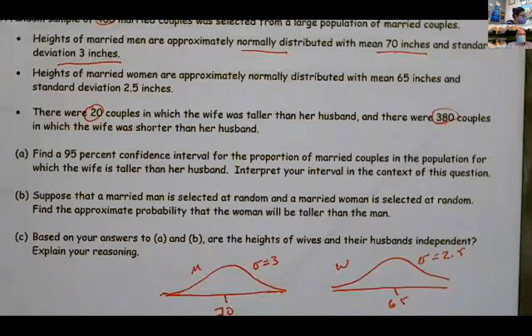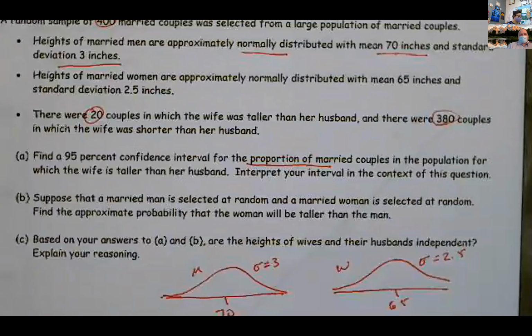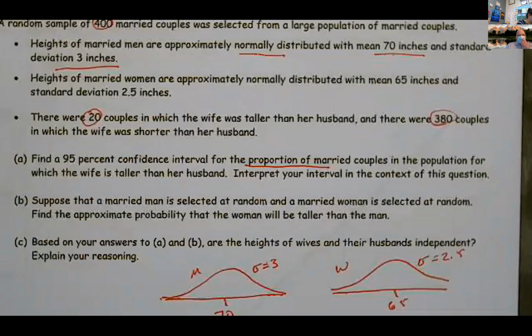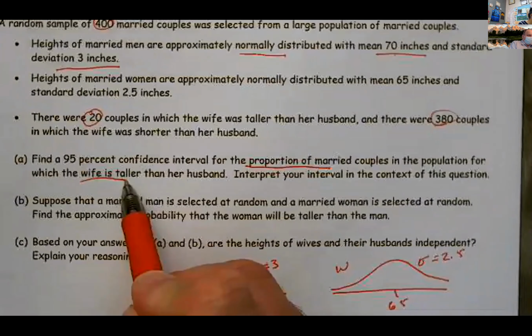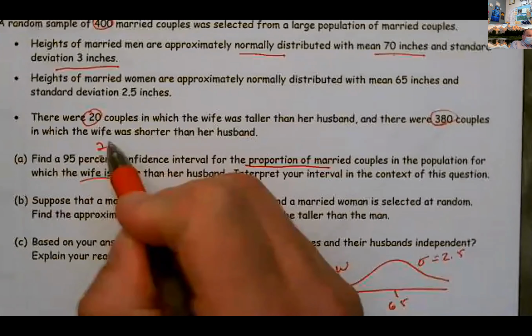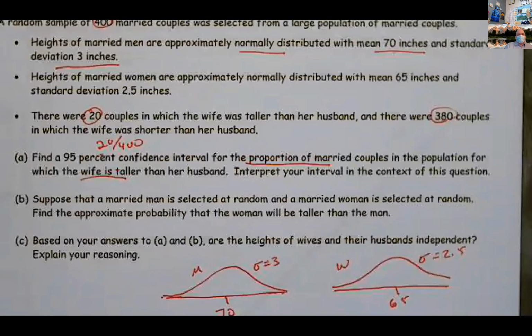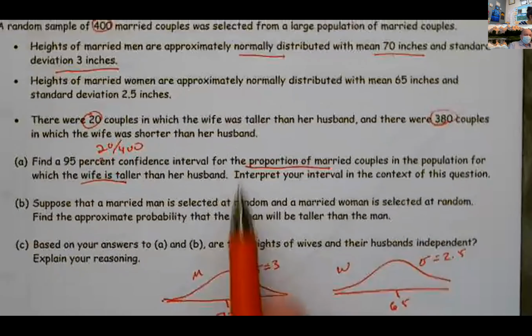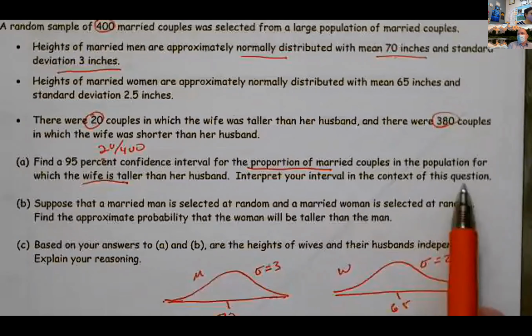And part A says find a 95% confidence interval for the proportion, which is nice of them to tell us, the proportion of married couples in the population for which the wife is taller. Well, how often was the wife taller? 20 times out of 400. So that's probably the information we're going to use. And it says interpret your interval in the context of this question. Even if they don't tell you to interpret it, you always have to do so.